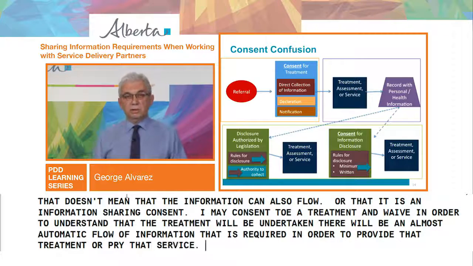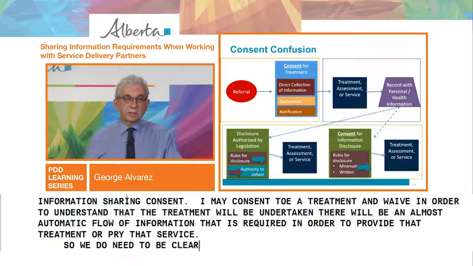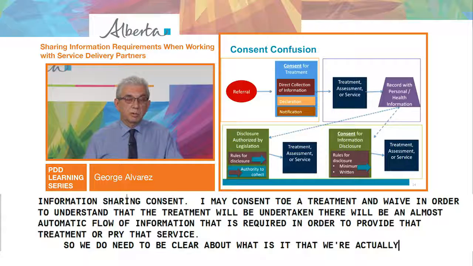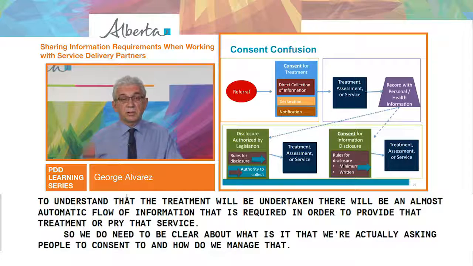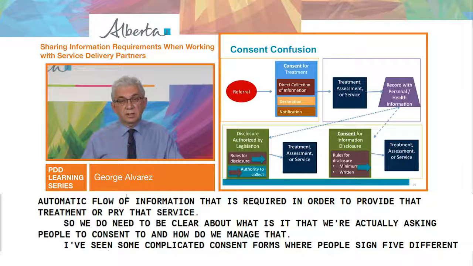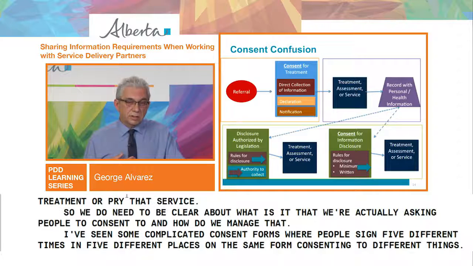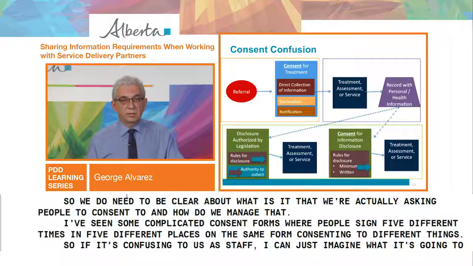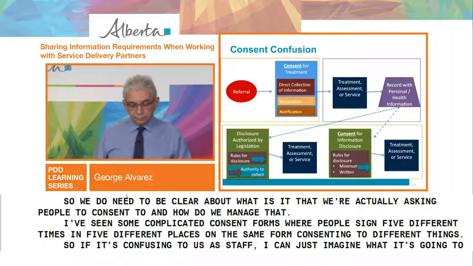So we do need to be clear about what it is that we're actually asking people to consent to, and how do we manage that. I've seen some very complicated consent forms where people sign five different times in five different places on the same form, consenting to different things. So if it's confusing to us as staff, I can just imagine what it's going to be for someone who's receiving that service. Let's do better. We can do much better than that.